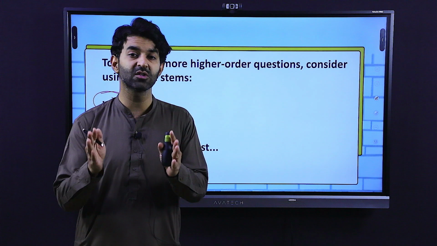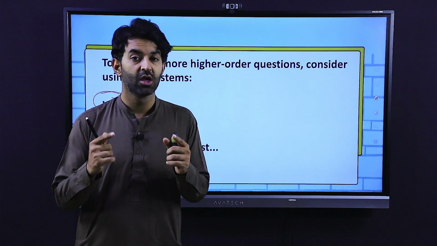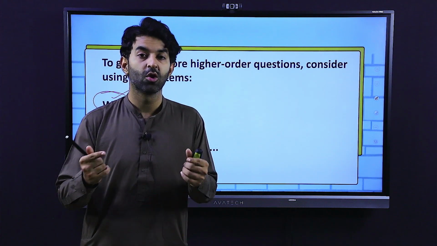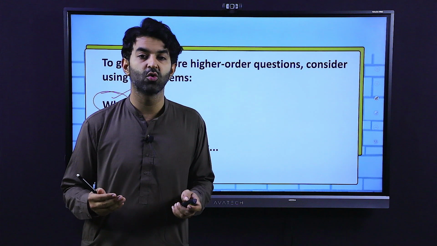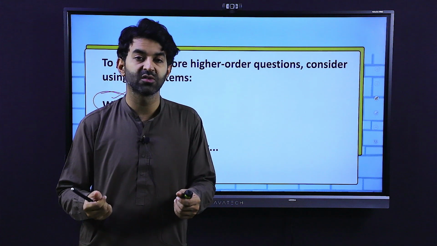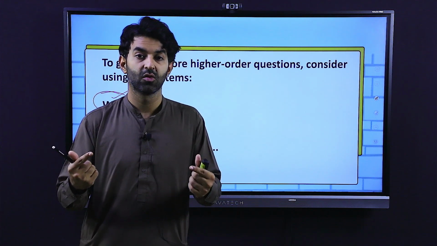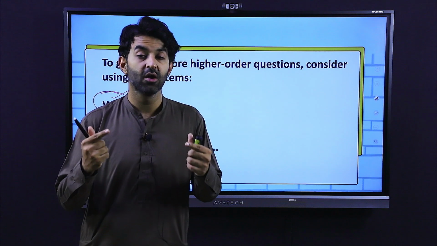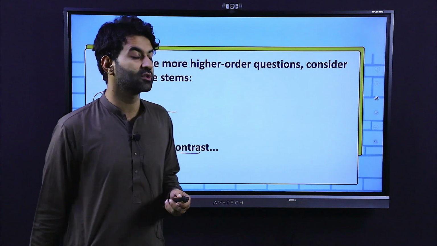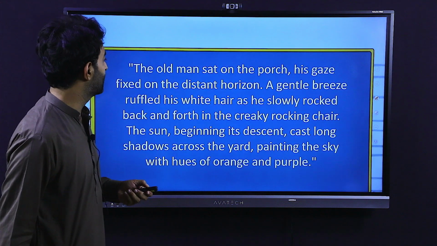Now, when your questions begin with these kinds of keywords, you can say that these are your higher order questions. These are not lower order questions that include just some dates or some knowledge-based questions. These are higher than those questions and they require your full understanding of the text. Only then can you answer these questions and do them correctly.